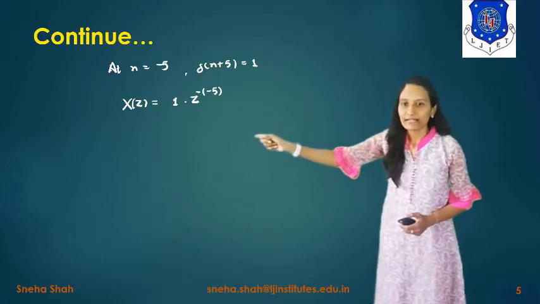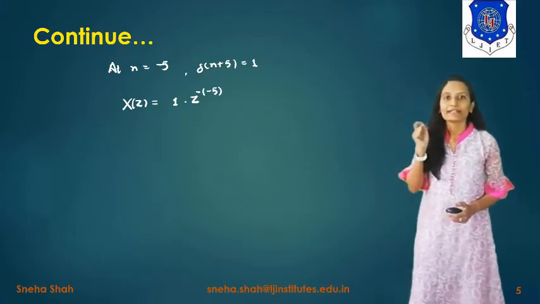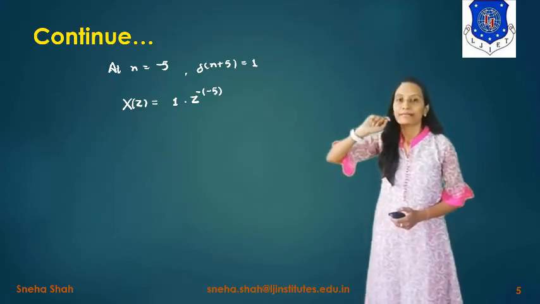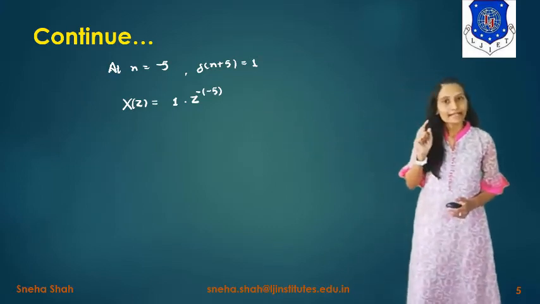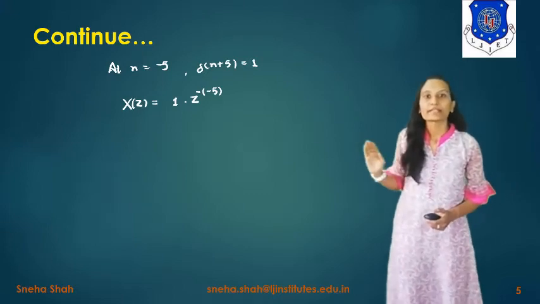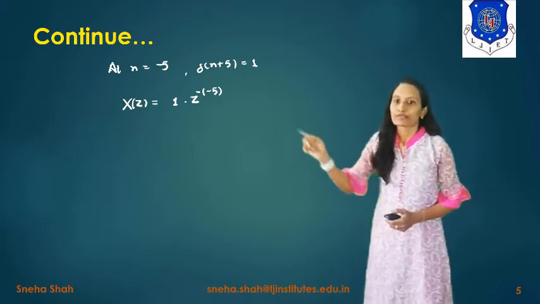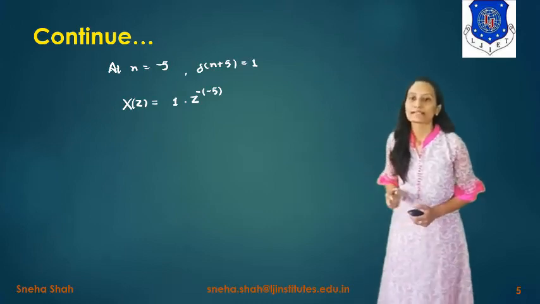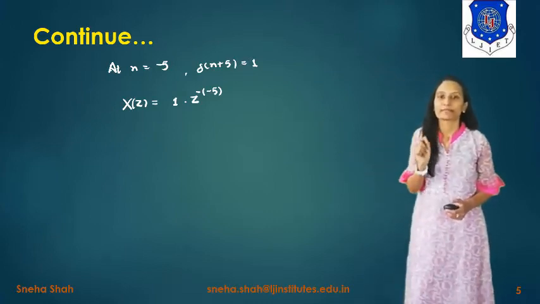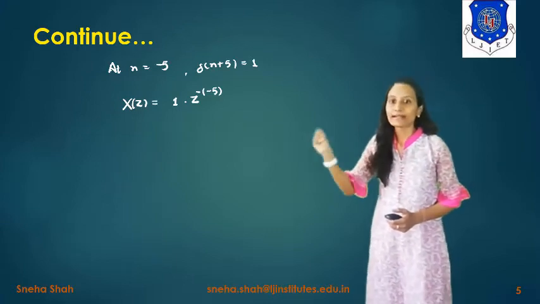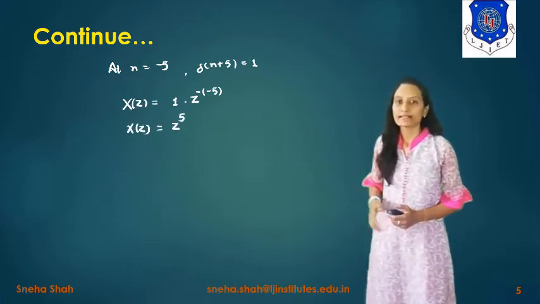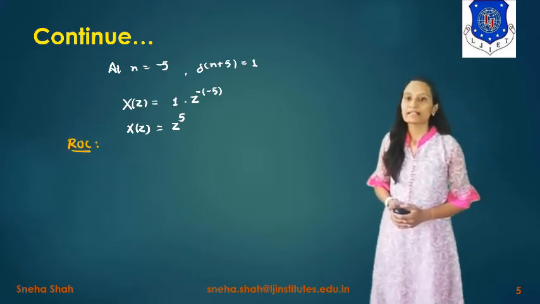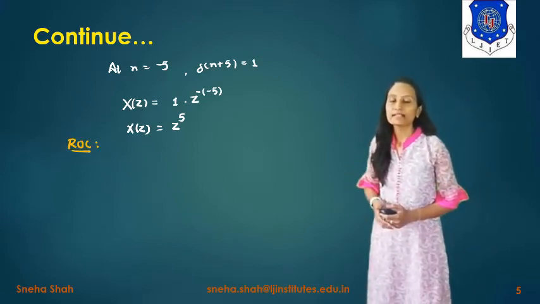So instead of it we have put 1, and the value of n equals minus 5, so instead of n we have put minus 5. And as there is only one term, we'll remove the summation. Okay, so this one is the final term. Now if we simplify this, z raised to minus 5 means z raised to 5, and 1 into z raised to 5. So the final answer is z raised to 5. So this is the final answer of x of z, meaning the z transform of the given sequence.